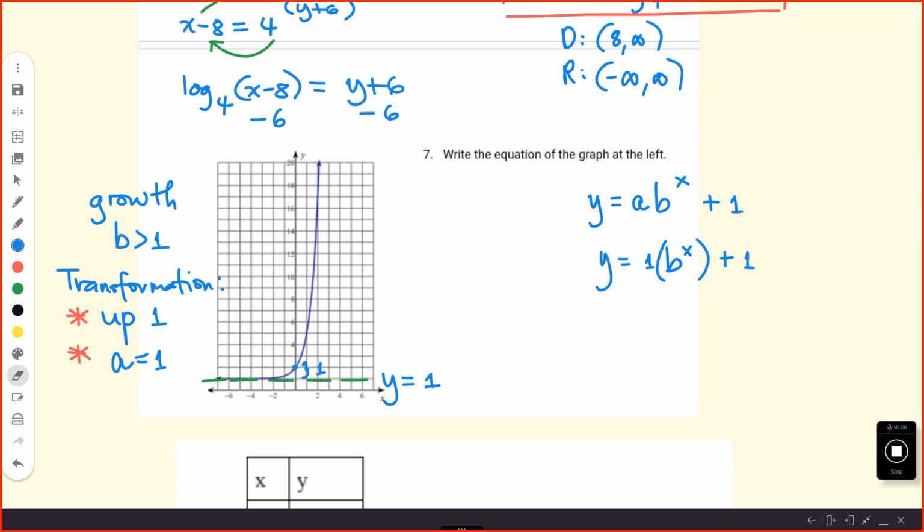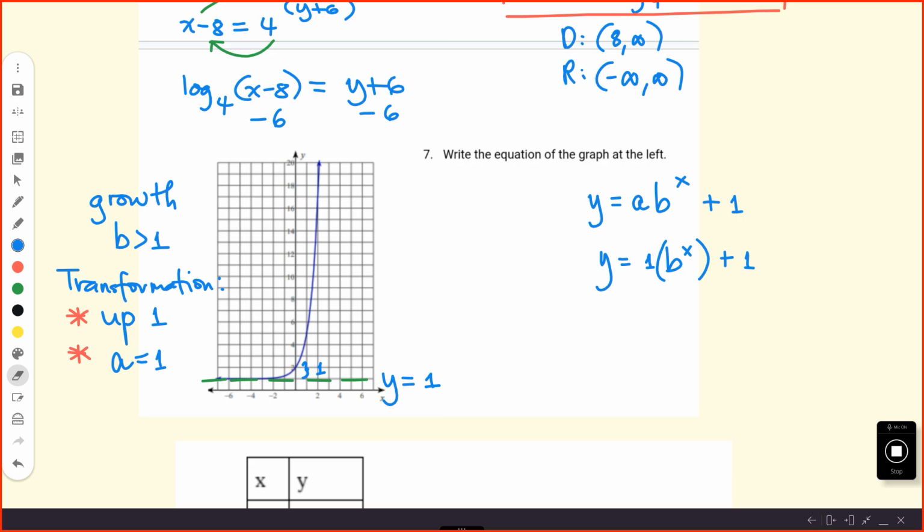We're not yet done. We're going to solve for the base, right? You may or may not put the 1, because 1 times this is just b to the x. So let's use a point on the graph and use that to solve for the base. Which point is easier? Just give me any point on the graph.